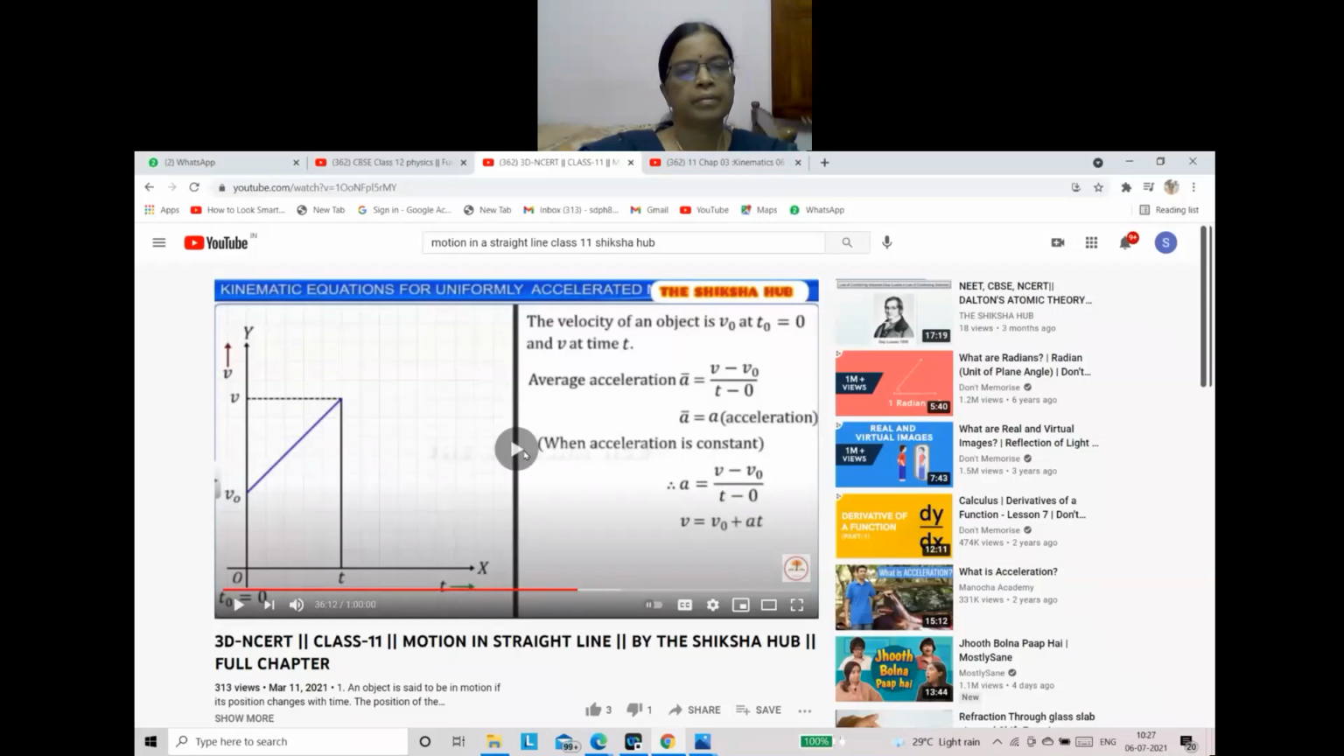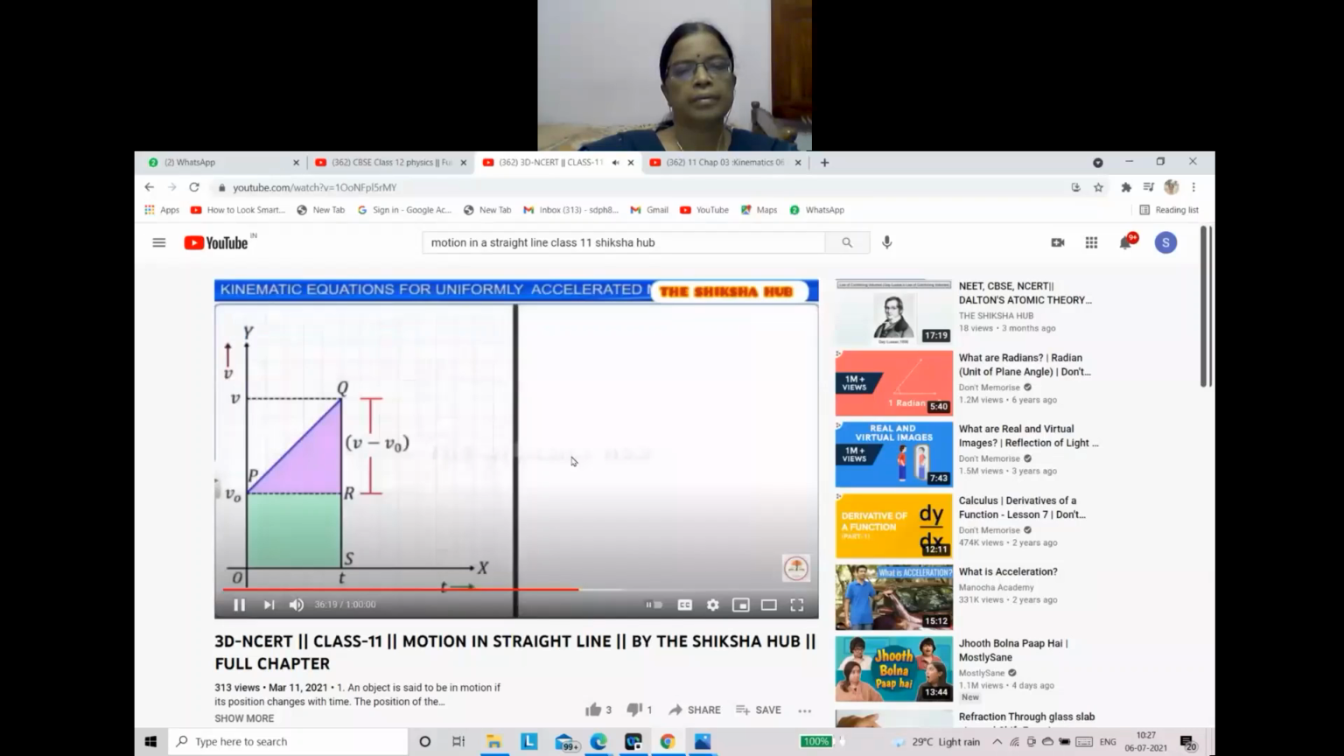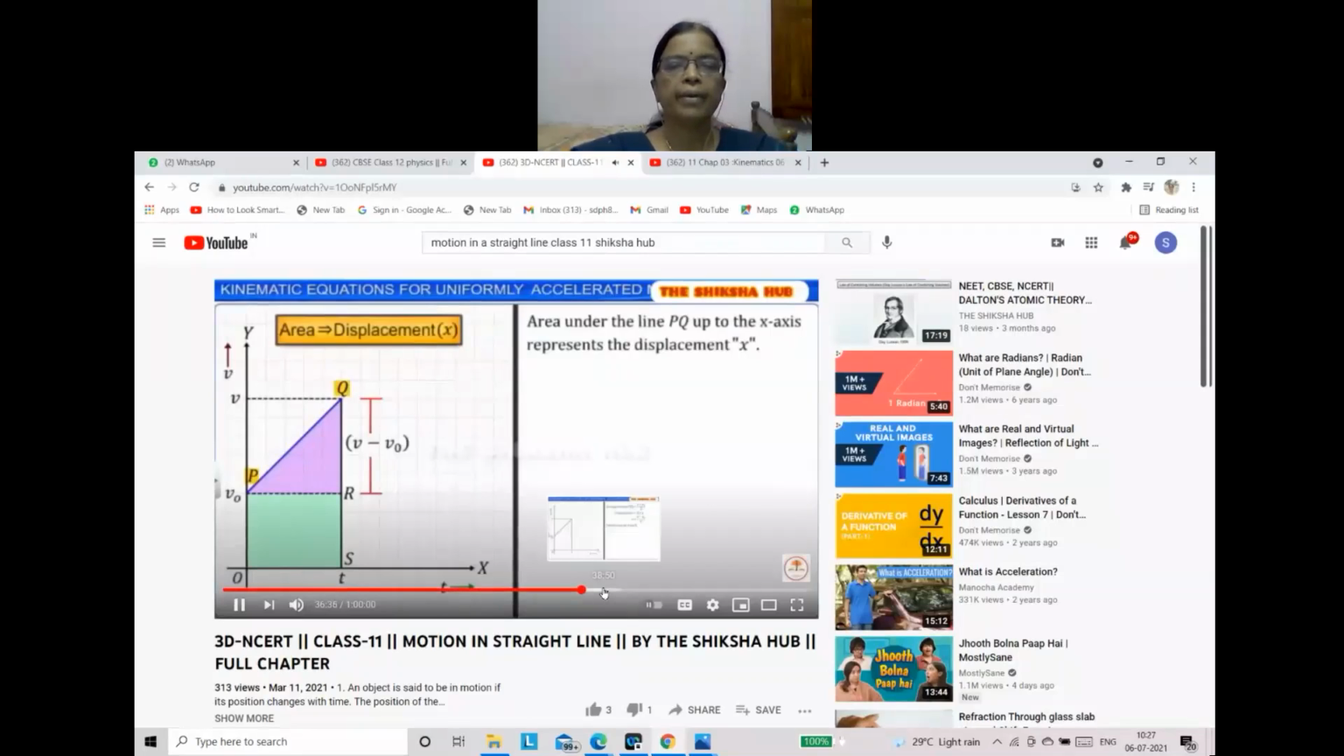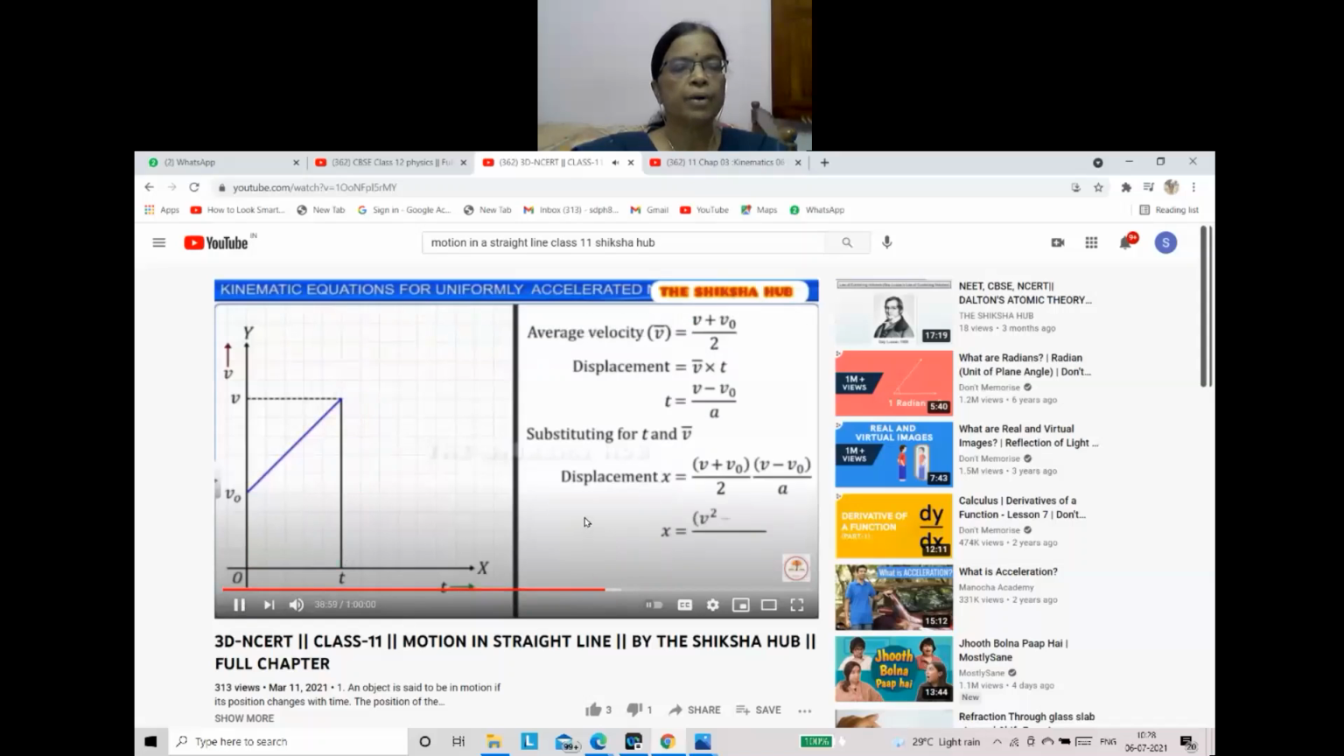Next relation: displacement x, initial velocity v naught, acceleration a, and time t. The area under the line PQ up to the x-axis represents displacement x. Displacement x is represented by the area between the lines joining points O, P, Q, and S. Let's now use calculus to derive the equations of motion.